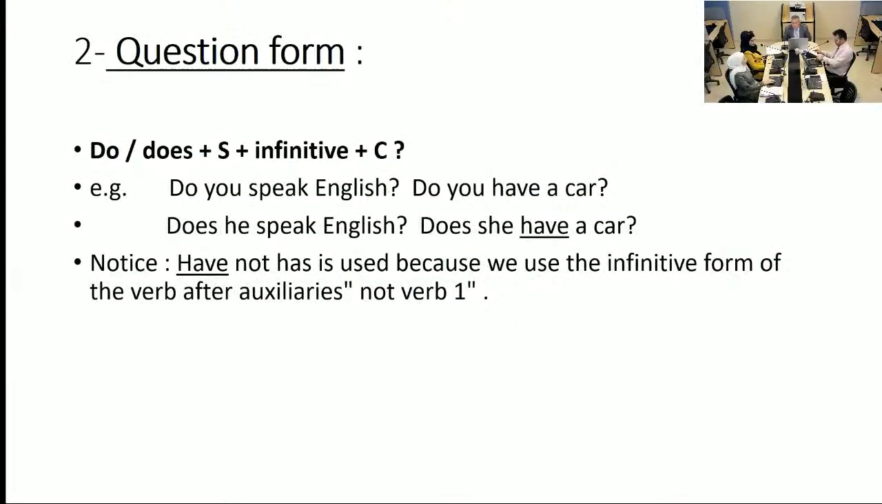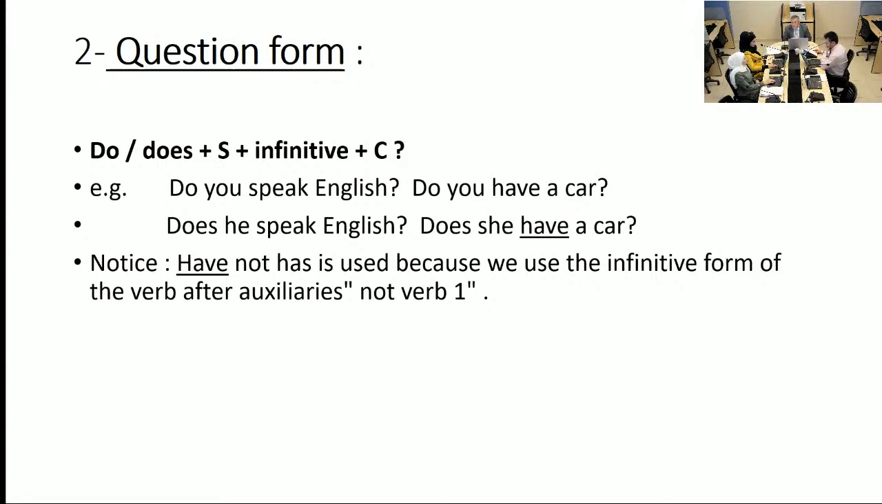Base form, yes. The question form: a general idea is that we always have to use an auxiliary verb to make a question. So in the simple present, we use do or does. Does for he, she, or it. Like, do you speak English? Do you have a car? Does he speak English? Because the pronoun is he, we use does.